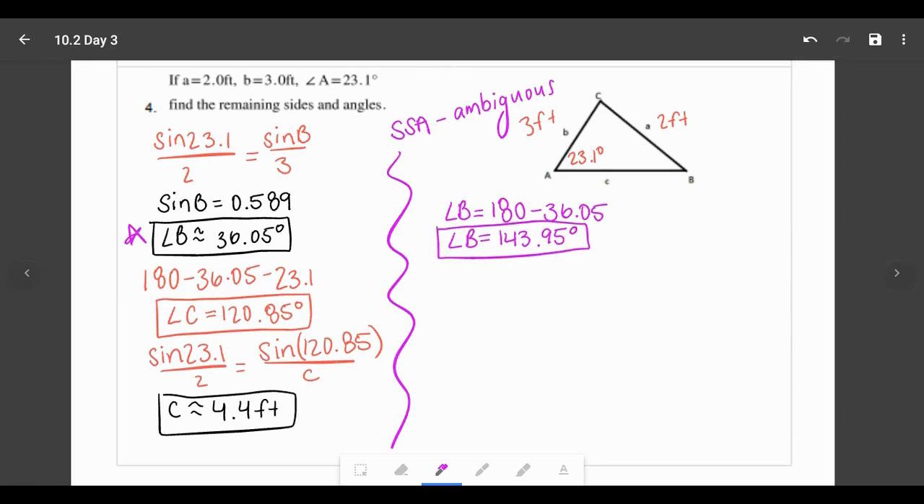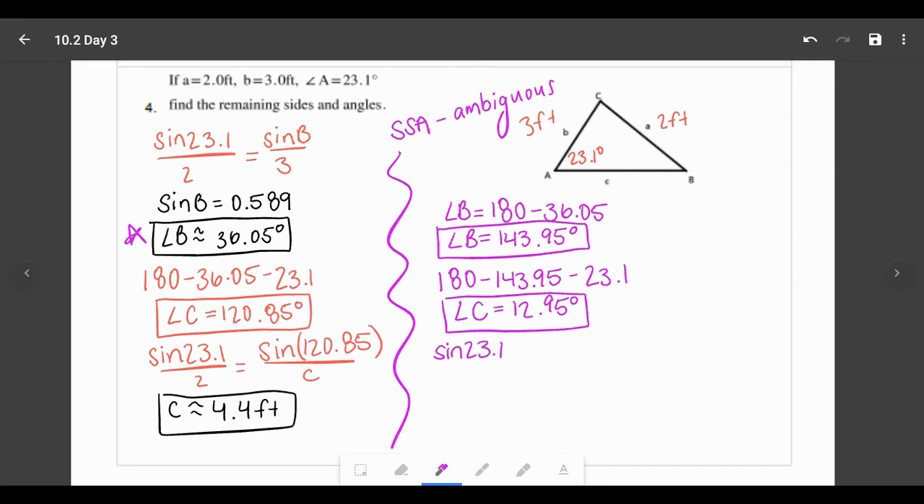Now we're going to look for angle C again. So we can do 180 minus the two angles that we now have. And for this case, angle C should be 12.95 degrees. This is the first problem that we've seen where both of our new angles work out. They are both positive. So what we're going to do is finish up our second triangle and find side C now.